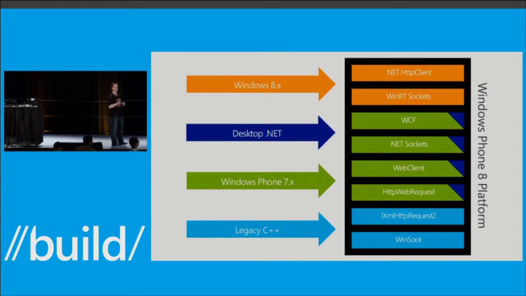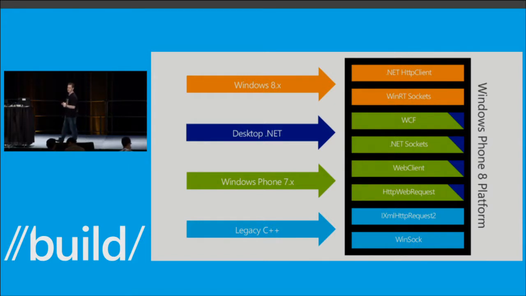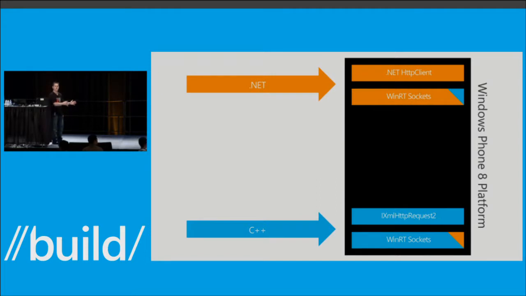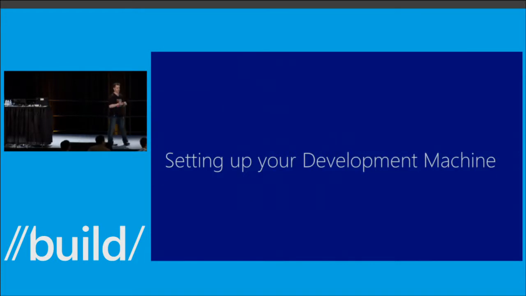But what we hear from developers that are new to the platform, or that are starting new code, is that they don't want all these different choices. They really want Microsoft to tell them, what's the one API I should use? Right? Don't tell me 3 and say, pick one. They want to know what the right one to do is. And so what we're basically saying, moving forwards, is that if you're writing .NET code and you want to do HTTP, you should use the .NET HTTP client. And if you're doing sockets, you should use WinRT sockets. And if you're doing native code, you should use IXML HTTP request, or you should use WinRT sockets. Right. All the other APIs exist, but these are the ones that we recommend you use going forwards. So that was the first kind of minor point I wanted to make.